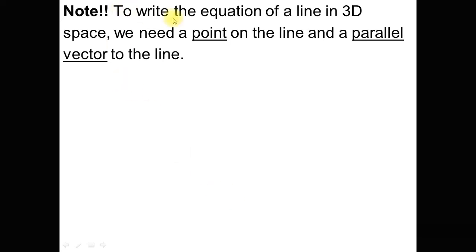Note that to write the equation of a line in 3D space, we need a point on the line and a vector parallel to the line. When we have a point on the line and a parallel vector, we can find the equation of the line in 3D space, and we can write the equation of the line in symmetric form, parametric form, and vector form.